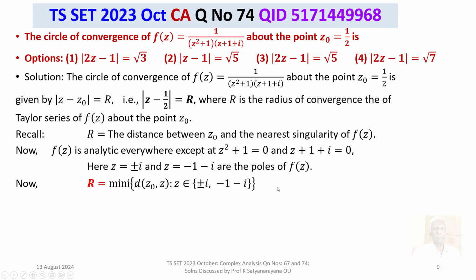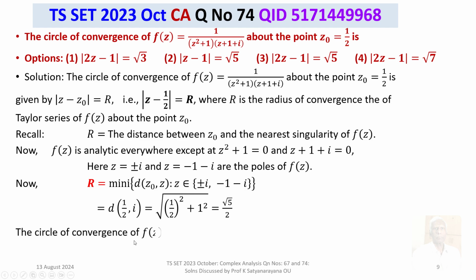If you measure, this is the smallest distance. The distance between 1 by 2 to i or 1 by 2 to minus i, both of them have square root of (1 by 2) square plus 1 square, that is root 5 by 2. And you can compute the distance between 1 by 2 to minus 1 minus i also. That will be bigger than this one. So this is the minimum value.